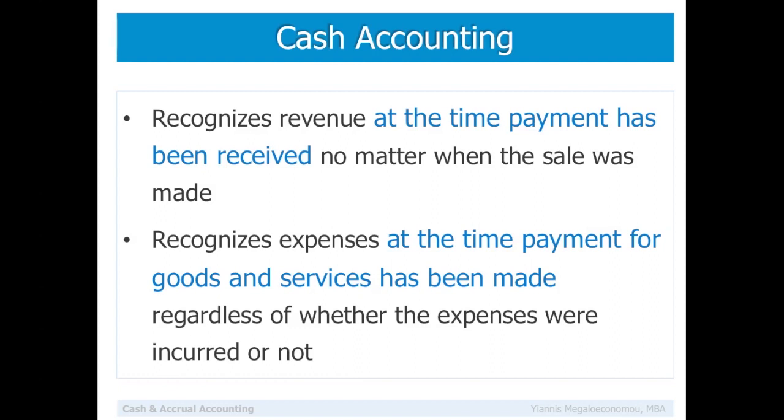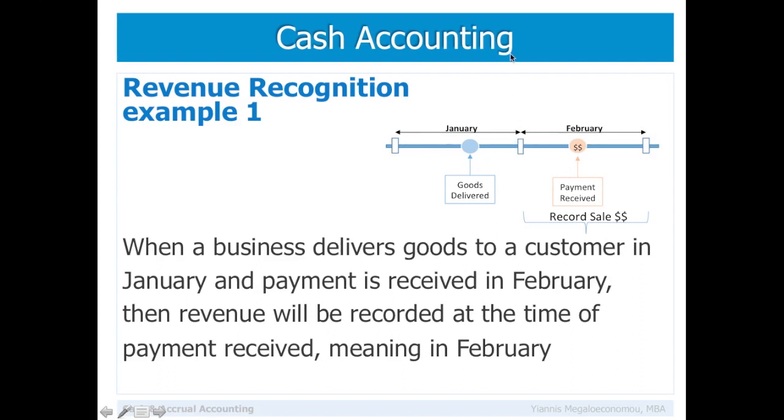So let's see now in practice how cash accounting records revenue with specific examples. So here I have an example of revenue recognition, and I have here a diagram to understand clearly how cash accounting recognizes sales revenue. Let's see first the scenario. Let's say we have a business that delivers goods to a customer in January. So we have provision of service in January, along with the delivery of goods. The payment for these goods is made by the customer in February.